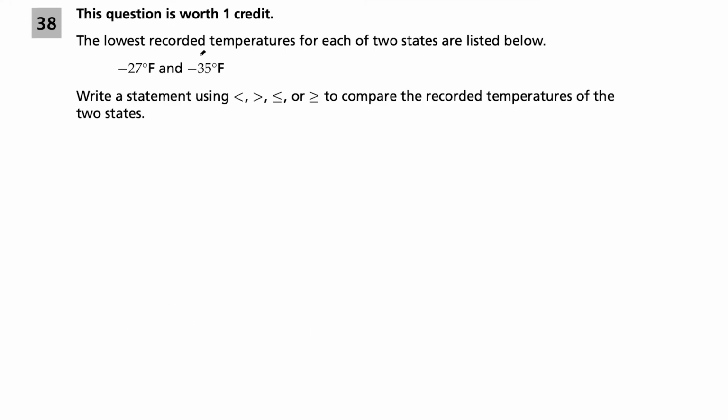So question 38, we have the lowest recorded temperatures for each of the 2 states listed below, and we have these 2 temperatures here. We need to write a statement using these symbols: less than, greater than, less than or equal to, or greater than or equal to, to compare the recorded temperatures of the 2 states.